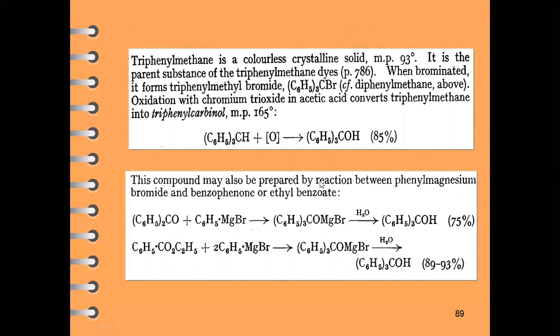This compound may also be prepared by reaction between phenyl magnesium bromide and benzophenone. So phenyl magnesium bromide, that is a Grignard reagent, will react with the benzophenone by condensation to give an intermediate product of the Grignard reagent, and after the removal of a water molecule they synthesize the triphenyl carbinol derivative with a yield of up to 75%.